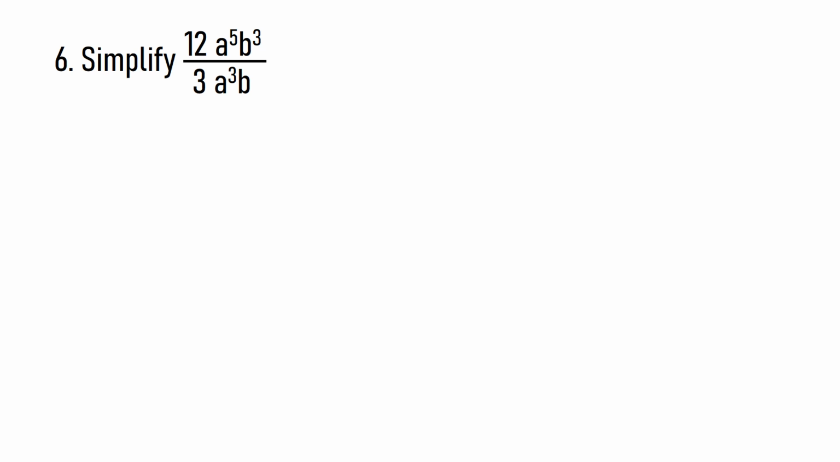Question 6. Simplify 12a power 5 b power 3 all over 3a power 3b. We can see that we have common terms between the numerator and the denominator, which can be simplified by cancellation or simply applying the laws of indices.